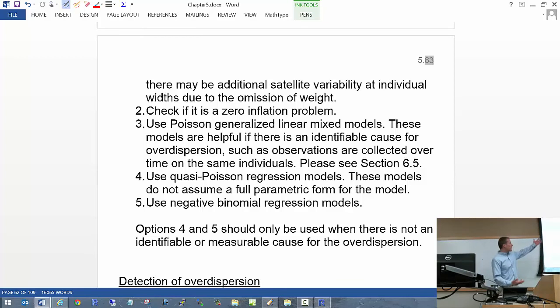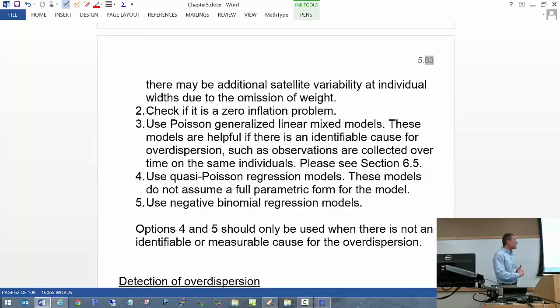Well, if you do have that, and my section in chapter 4 talks about that, basically look, how many zeros do you have? Is it more than what you would expect? Then use that kind of a model. Use a zero inflated Poisson regression model.